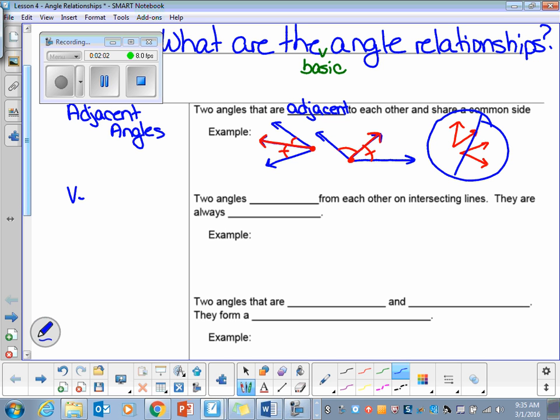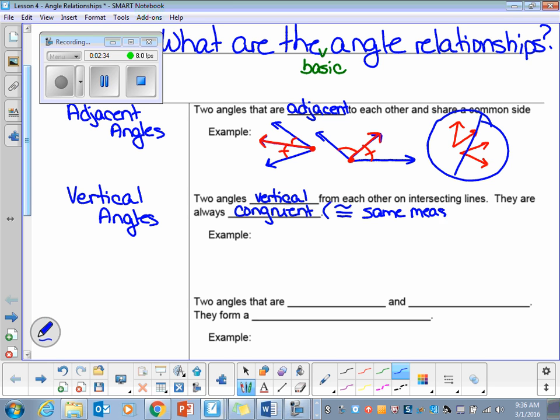Vertical angles. Two angles vertical or opposite from each other on intersecting lines. They are always congruent. Now, the symbol for congruent is the tilde over the equal sign. And congruent means same measure. Same size, same shape, everything's the same about it.